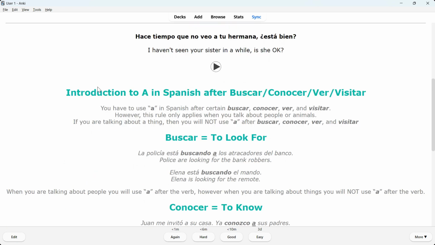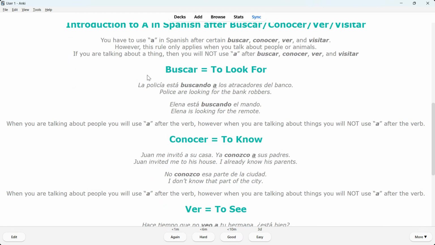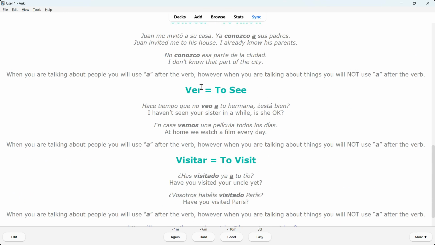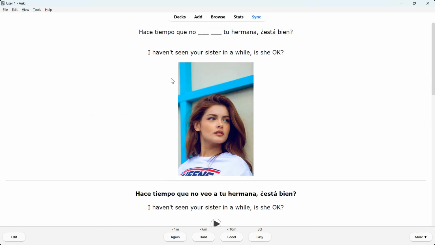And essentially this lesson is about when you use the a in Spanish after certain verbs. For example, you see it after buscar, conocer, ver, and visitar. You have to use a in Spanish after certain words. However, this rule only applies when you talk about people or animals. If you're talking about a thing, then you will not use a after the words that we've seen. So again, we have buscar to look for, conocer to know, ver to see, and visitar to visit. Whenever you're talking about people, you use a after the verb. However, when you're talking about things, you will not use this letter.